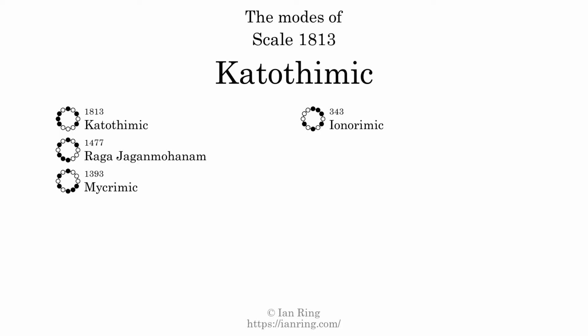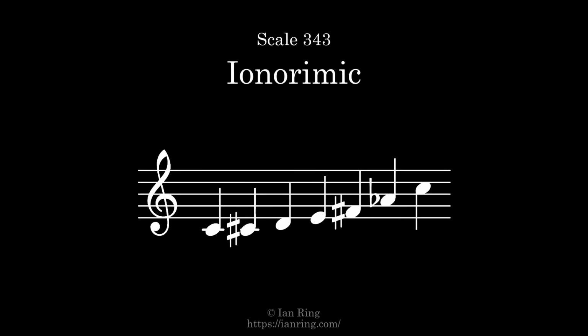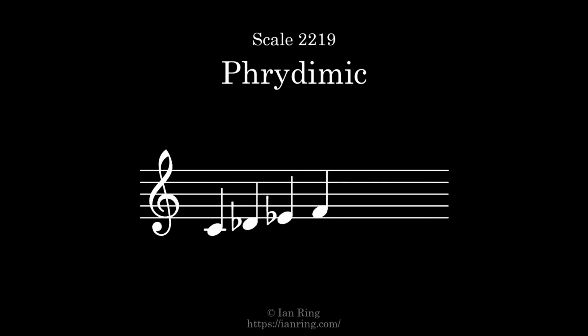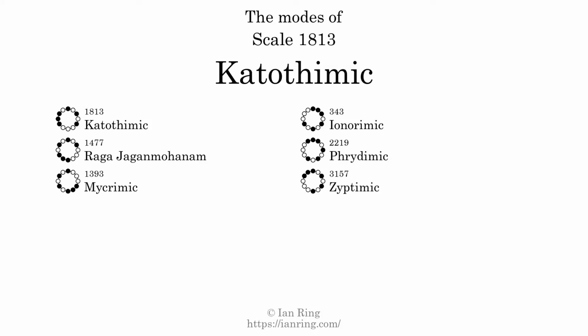The fourth mode is scale 343, also known as Anarimic. It sounds like this. The fifth mode is scale 2219, also known as Fredimic. It sounds like this. The sixth and last mode is scale 3157, also known as Zytimic. It sounds like this.